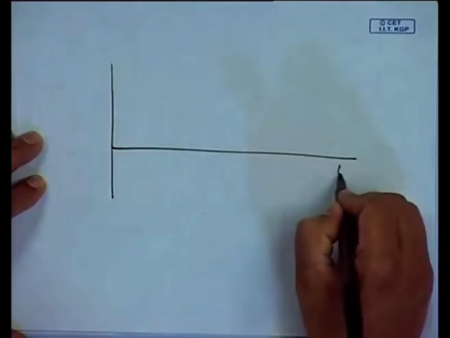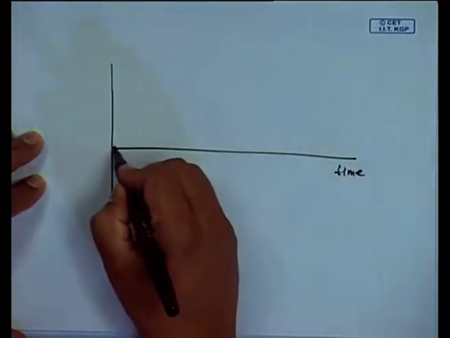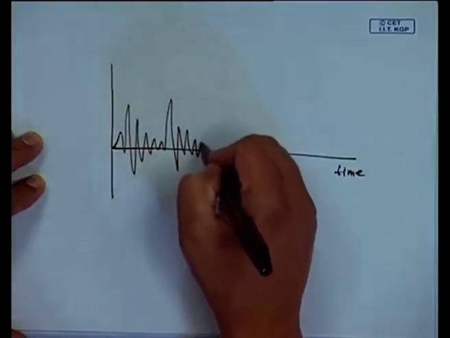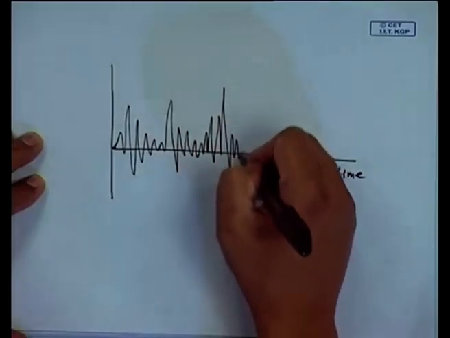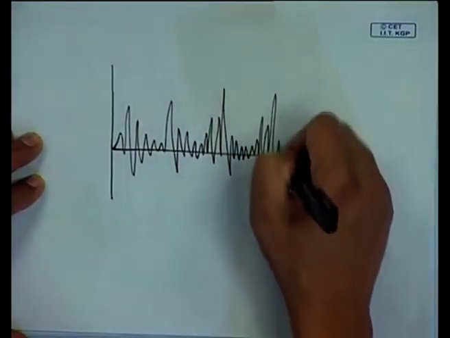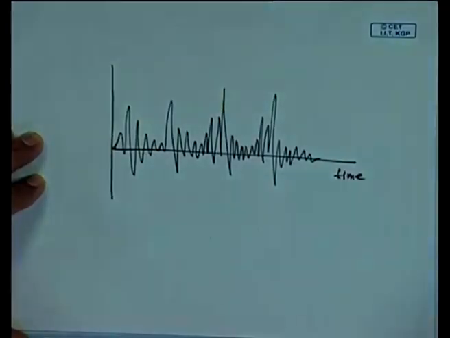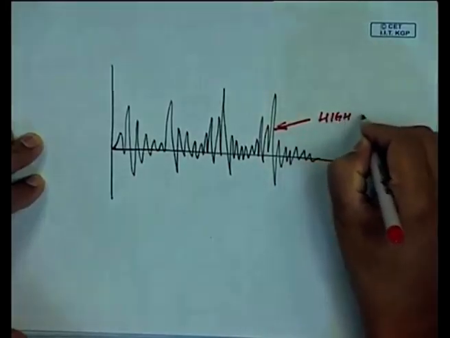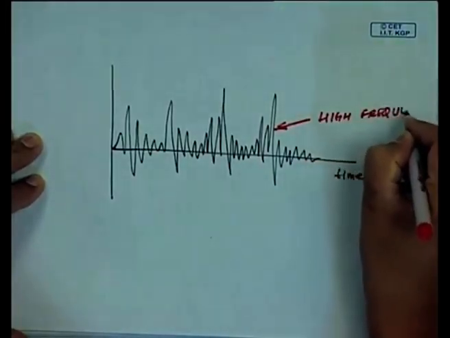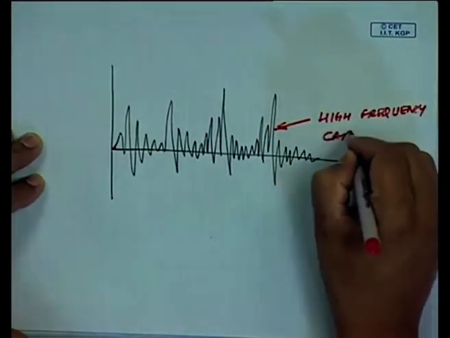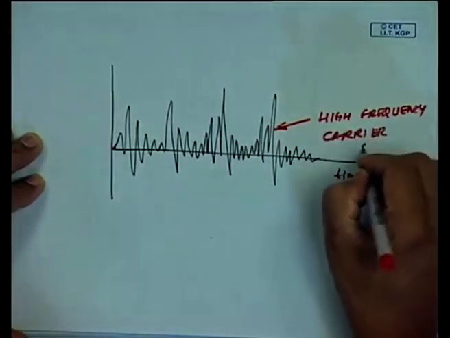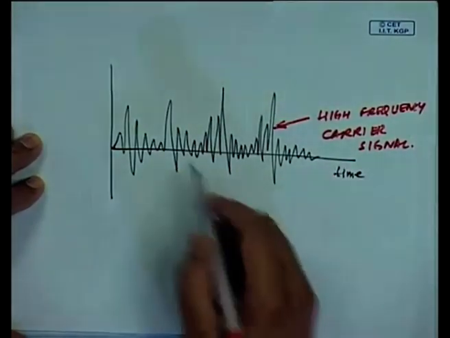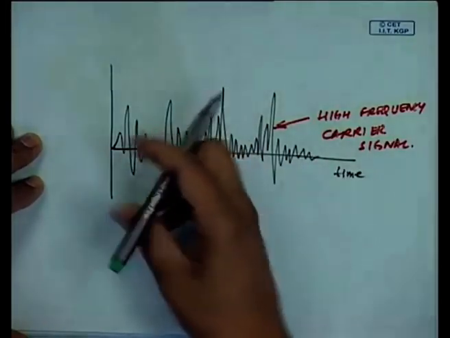amplitude modulated signal in time domain, we had a signal of this nature, wherein this is the high frequency carrier signal. Okay. This may not be of interest to us, but it is this envelope.